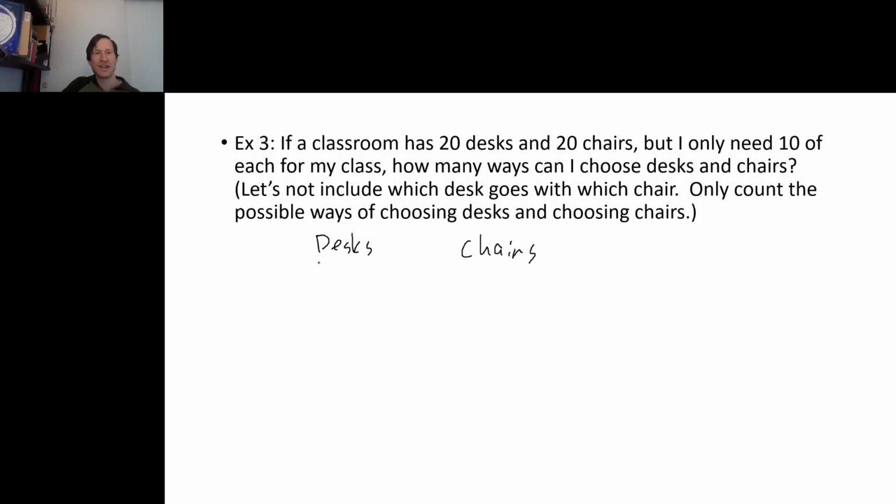Okay, for the desks, it doesn't matter what order you put the desks in, and so we can use n choose r. We have 20 possible desks to choose from, and we're going to choose 10 of them. We can't choose any one desk more than once, because once you've chosen it, that's it. So 20 choose 10. For the chairs, well, look, we also have 20 chairs, and we're going to choose 10 of them.